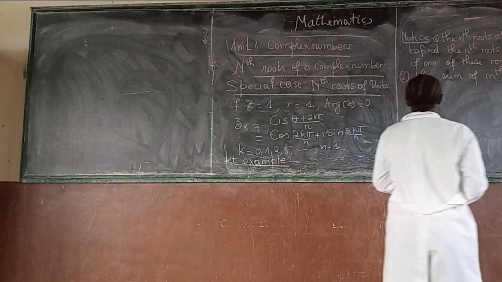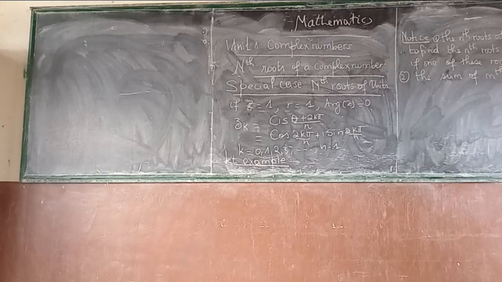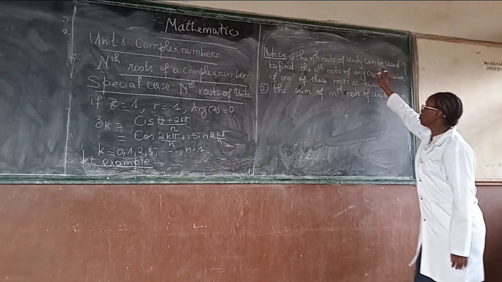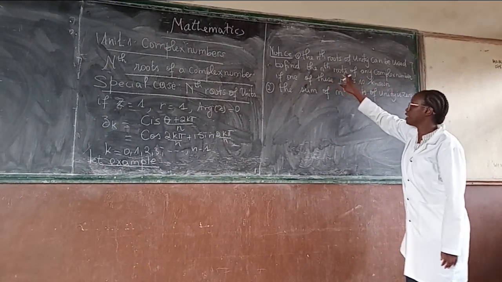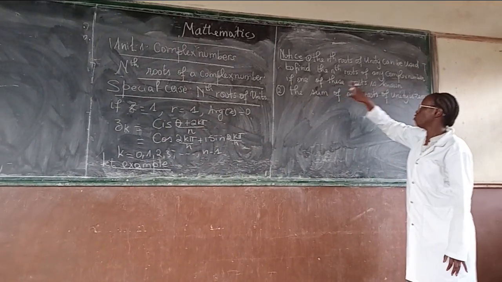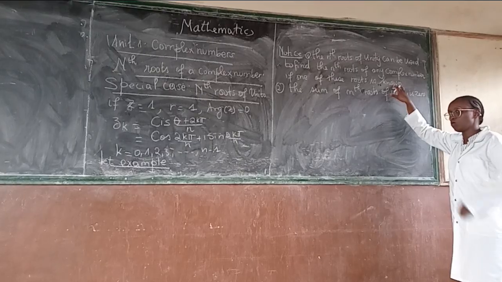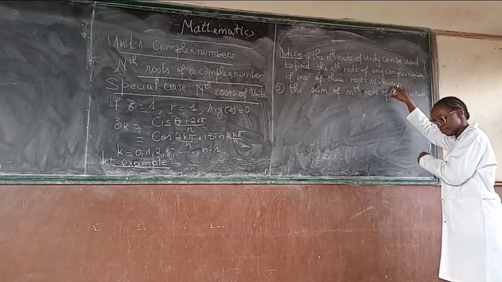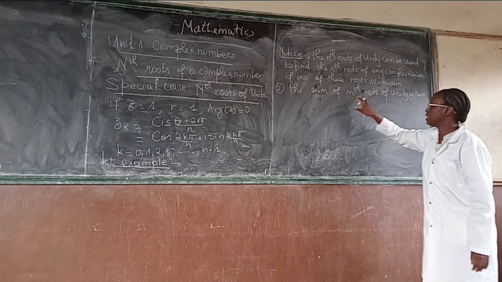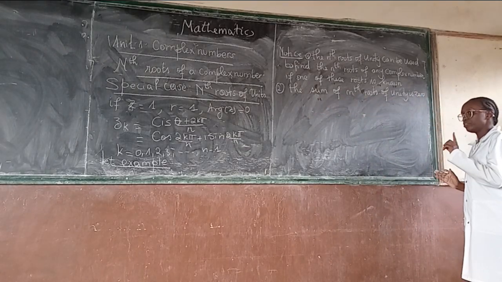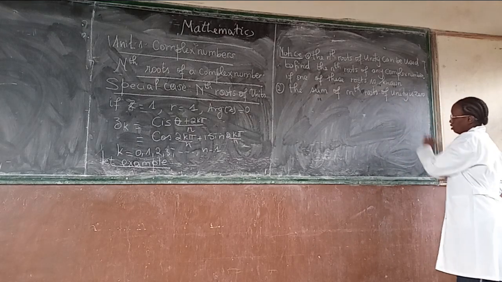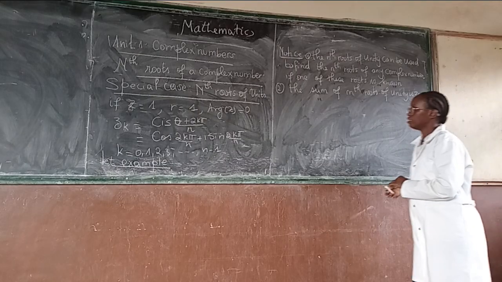So before we do our example, there is something we have to know about the nth root of unity. The nth root of unity can be used to find the nth roots of any complex number once one of the roots of that complex number is known. And also, the sum of the nth roots of unity is 0. If we sum up all the roots of unity, we get 0.